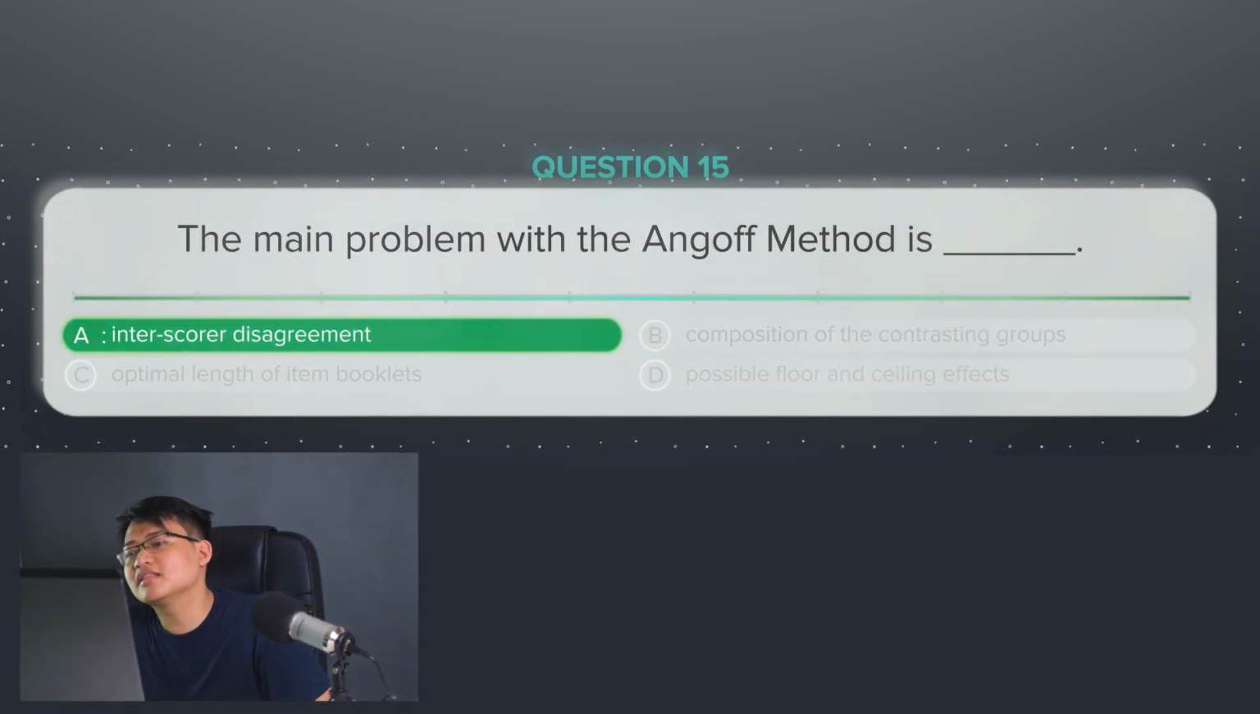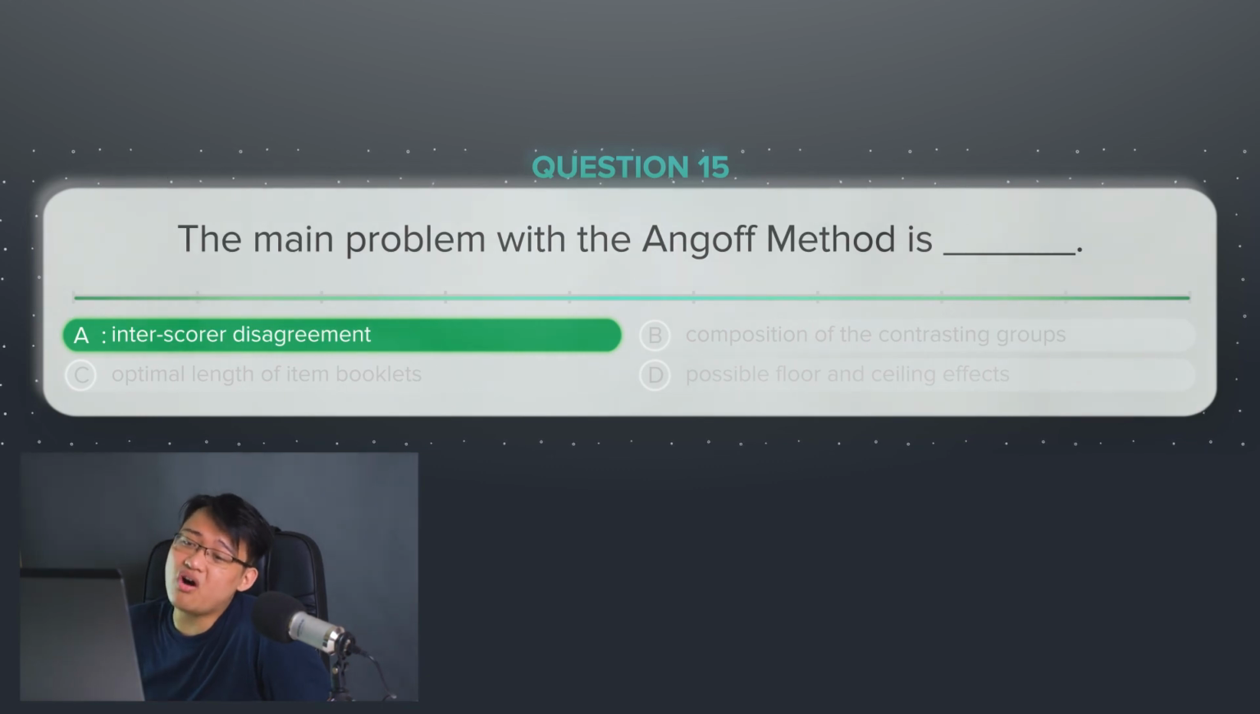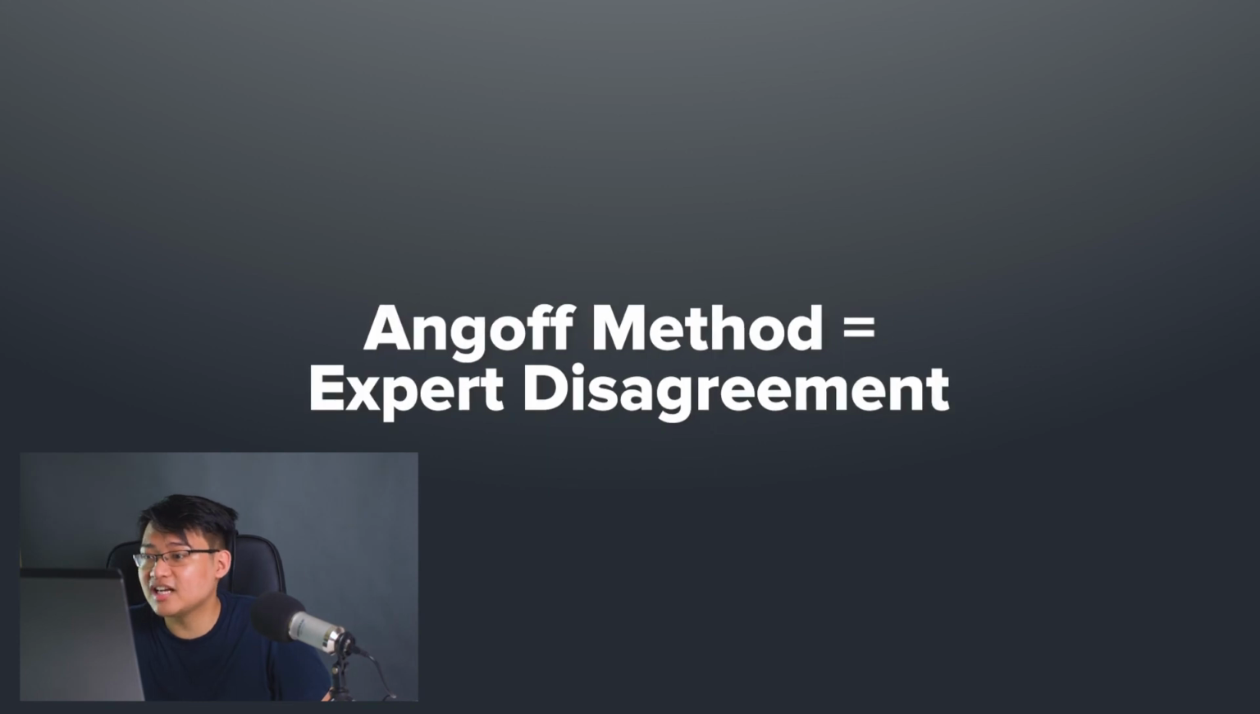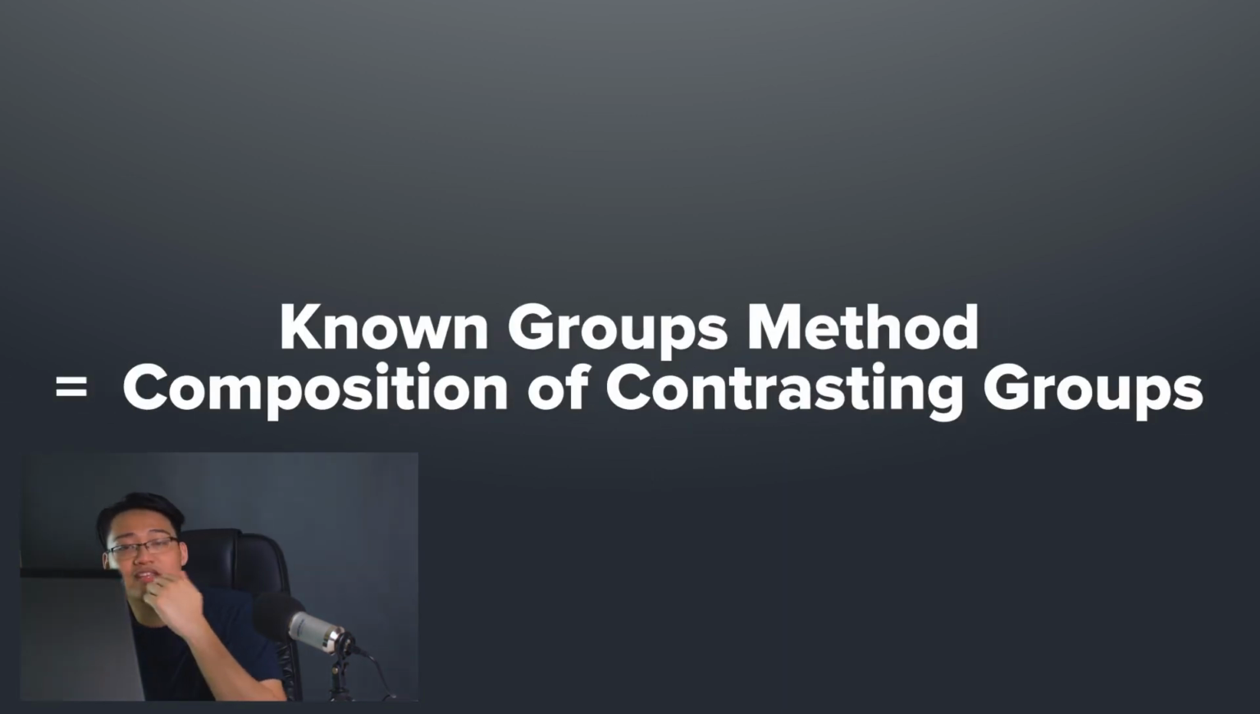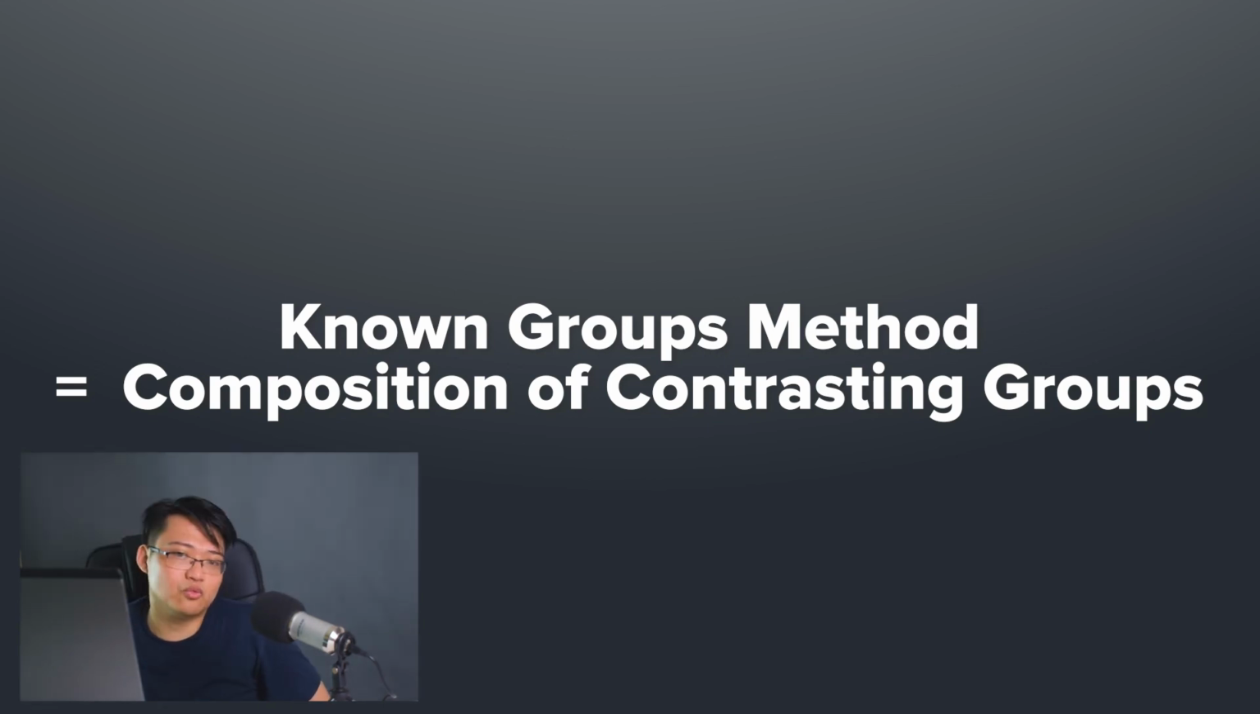Inter-scorer disagreement. Again, Angoff method is all about what? It's all about experts, right? You're asking experts on what would they think would be the cut score for this test should be. But if they disagree with one another, how are you gonna figure it out? Right? So that's one of the main issues with the Angoff method. And for letter B, composition of the contrasting groups, that's one of the problems with known groups method. What's the ideal composition so that you can compare them optimally?